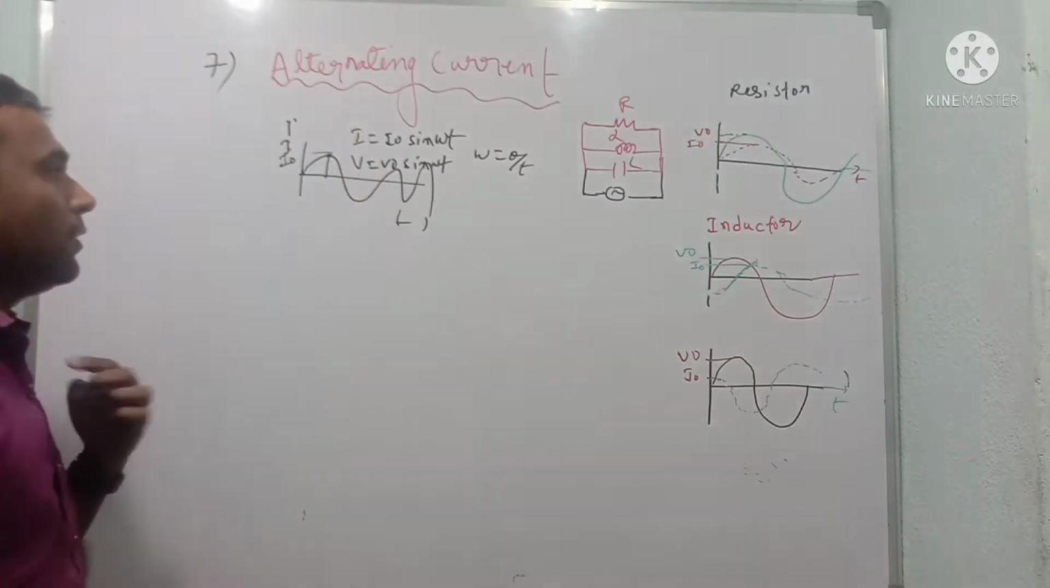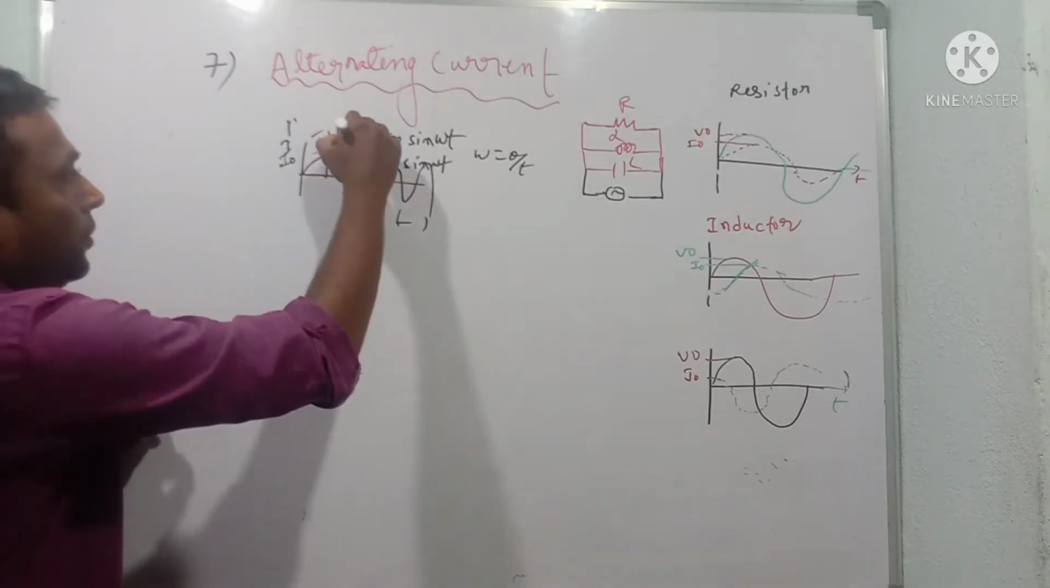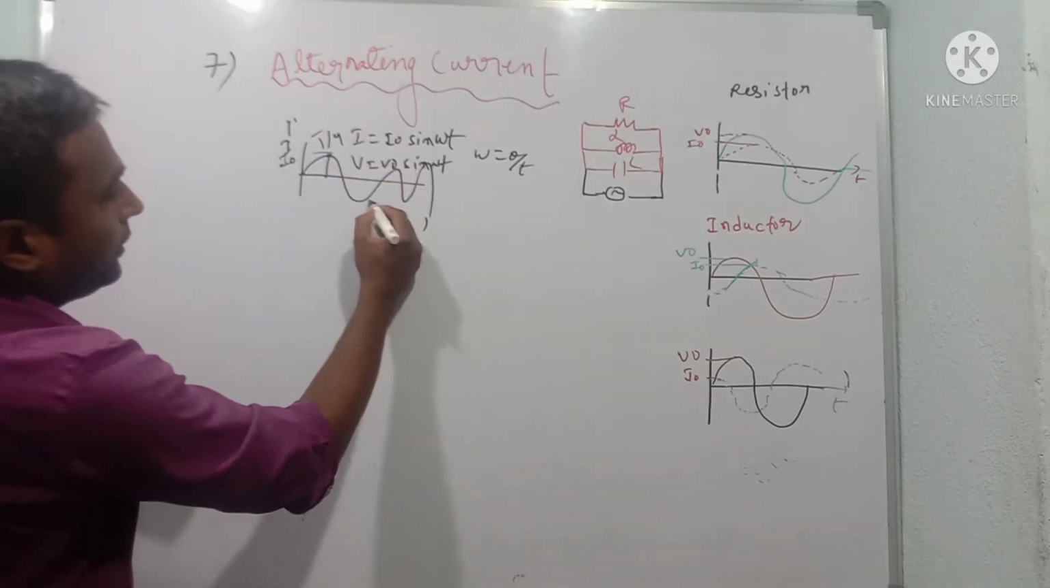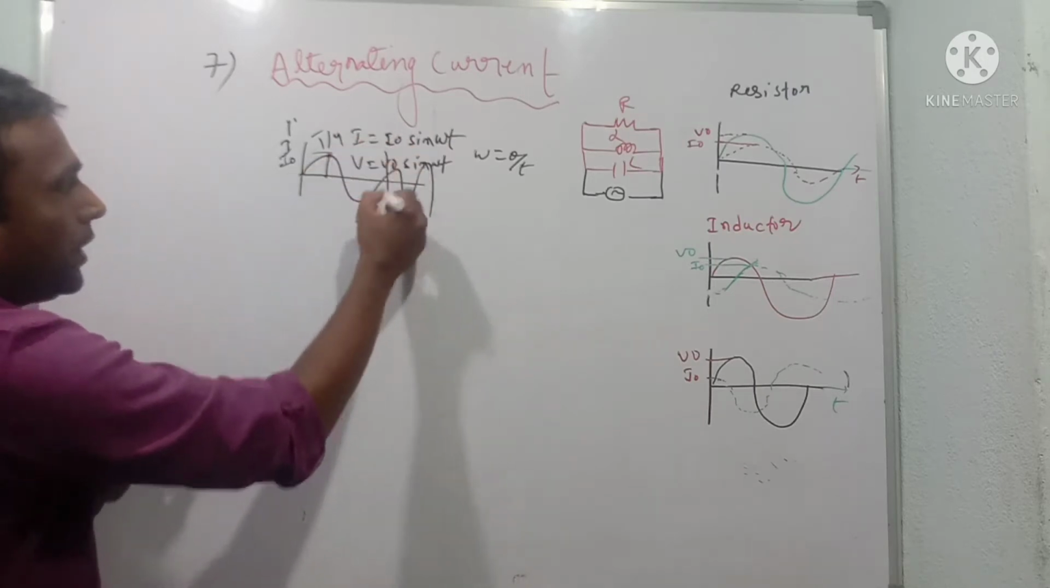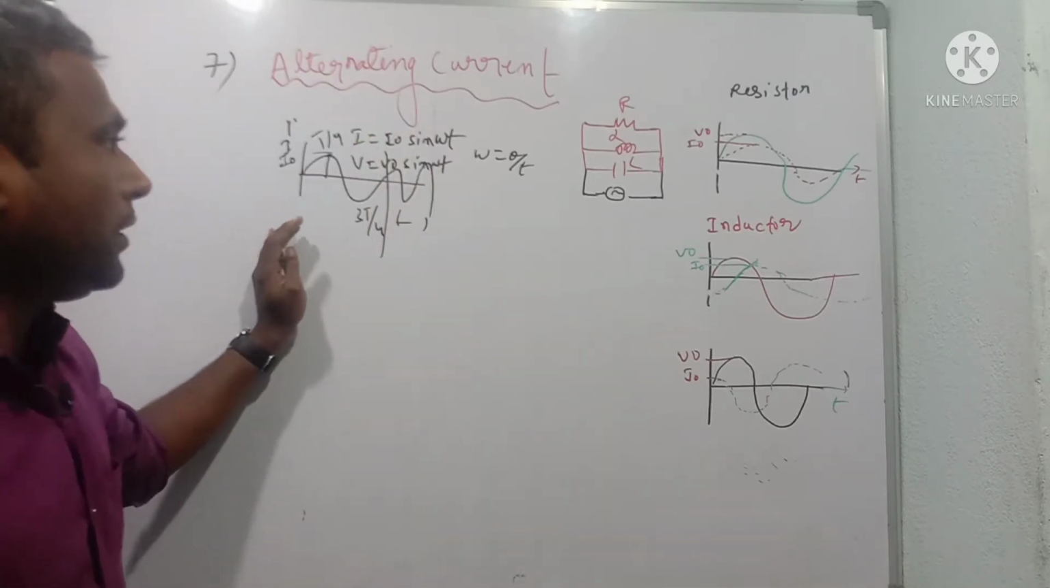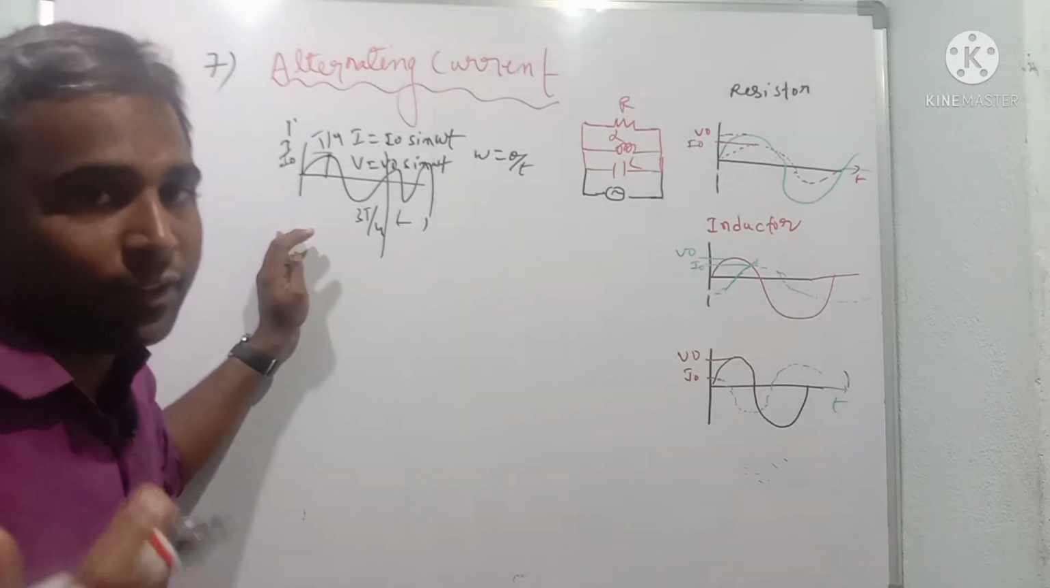Now here this will be T by 4 and this is 3T by 4. So this will constitute one wave. Now I am going to define frequency and time period of AC.